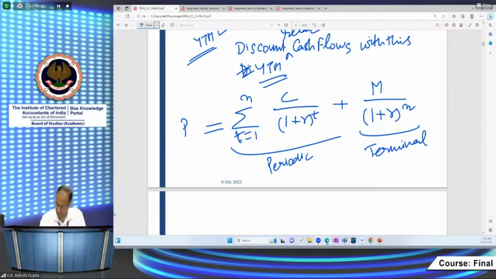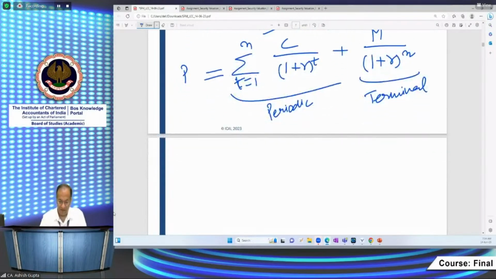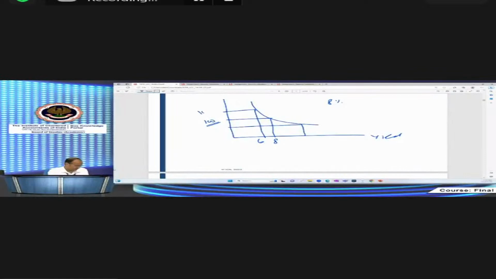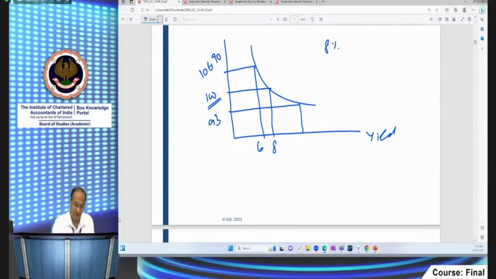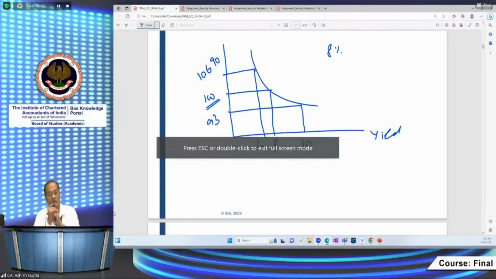Now, a very important point here, student: if the yield is 10, then the bond is sold at 93.